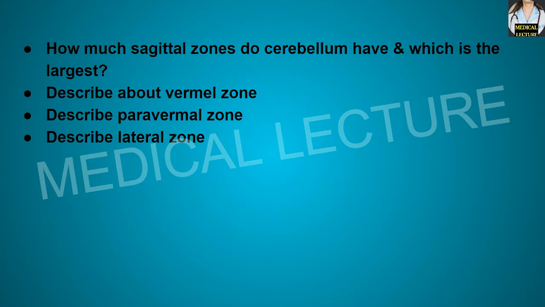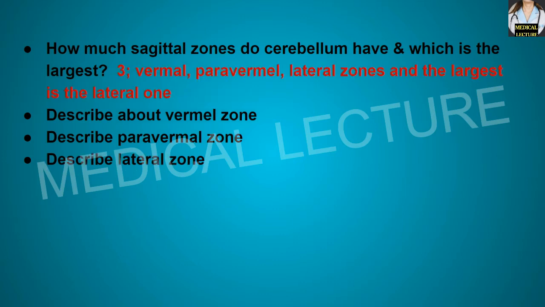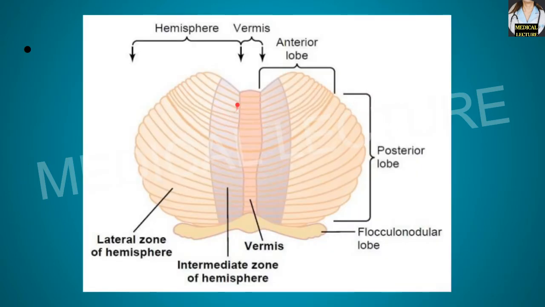How many sagittal zones does the cerebellum have, and out of them which is the largest one? There are three sagittal zones: vermal, paravermal and lateral zones, and out of all these the lateral zone is the largest one. Now describe the vermal, paravermal and lateral zones. Over here, this is the vermal zone, this is the paravermal zone and this is the lateral zone. First of all the vermal zone is the unpaired midline portion of the cerebellum, and it is fastigial in connection.